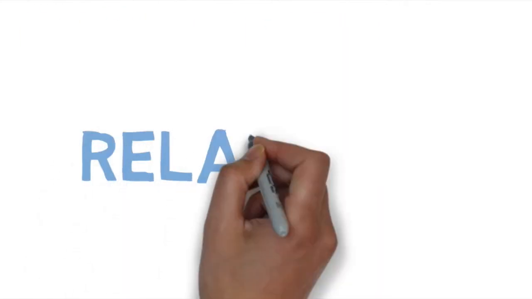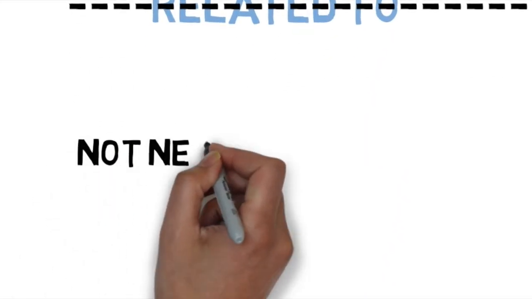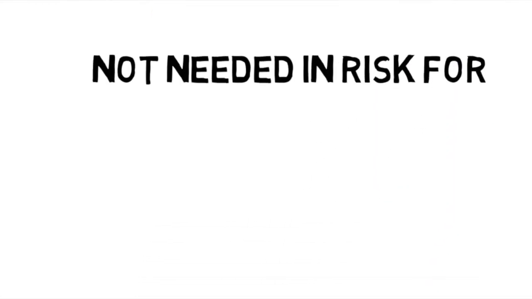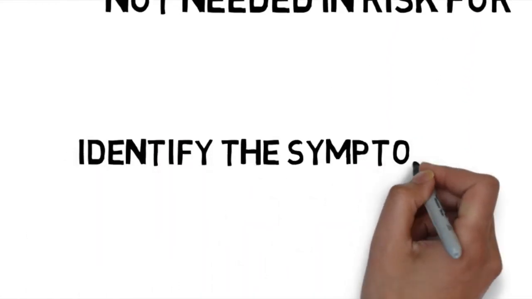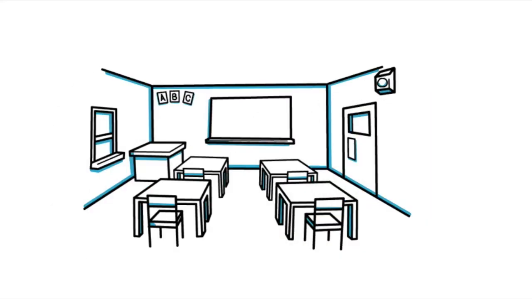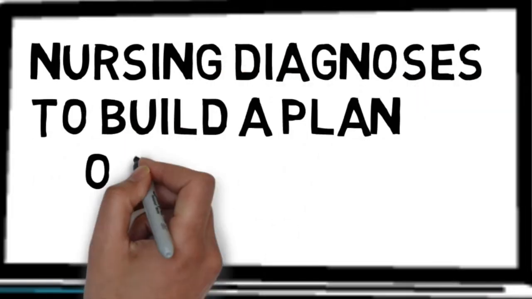Note that Nurse Sherlock did not provide the related to portion of the nursing diagnosis. That's because according to NANDA, we do not give the etiology for any risk for diagnoses. We just identify the symptoms, which gives us the evidence to think that a future problem might develop. We learned from this example that the nurse breaks down each aspect of how the patient is affected by the medical diagnosis and assigns nursing diagnoses which build a plan of care.